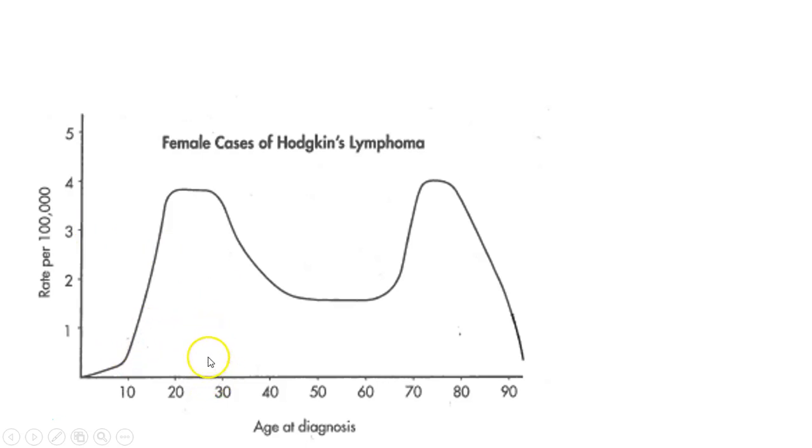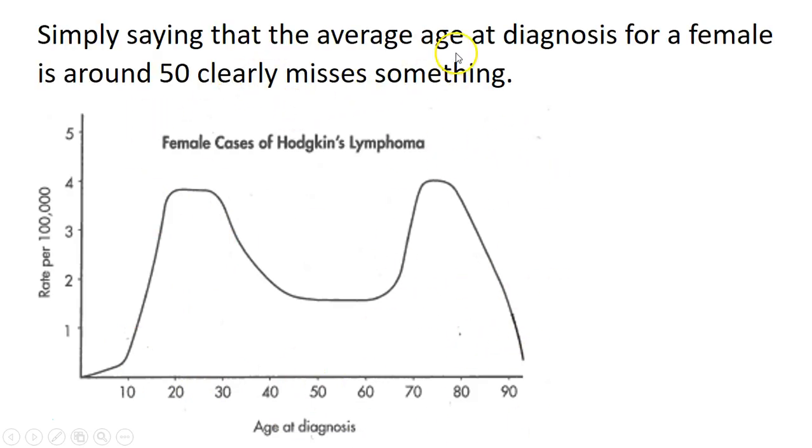And as you can see, it looks like we have a cluster here and a cluster here. We have two clusters. Simply saying that the average age at diagnosis for a female is around 50 clearly misses the point. Yeah, the average age is 50. Okay, but where are people mainly classified? Oh, right in between here. There seems to be a peak right here, and there seems to be a peak right here. Yeah, averaging it all together, I certainly very well might end up getting 50. It's right in the middle of my histogram. But this and this, those are more important to take a look at, right?